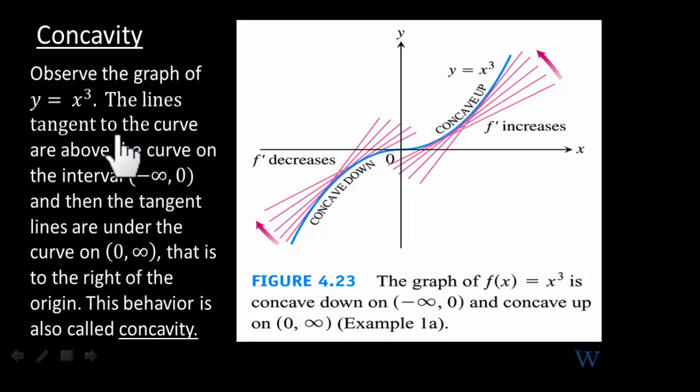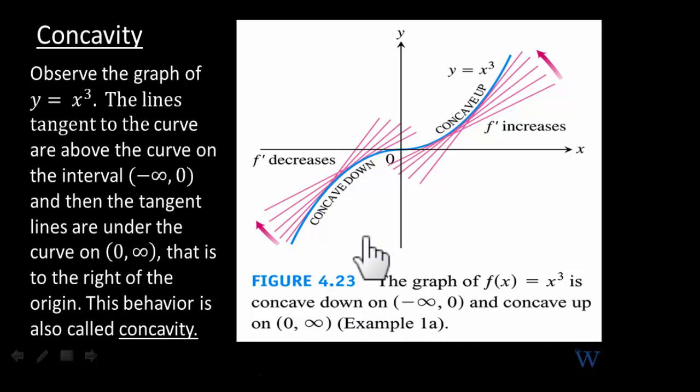The lines tangent to the curve are above the curve when we're looking at the interval from minus infinity to 0. You see all these lines tangent to the curve and they are above y equals x cubed. Now, look at the lines tangent to the curve from 0 to infinity. They are all below, or under, the curve of y equals x cubed. Now, this kind of behavior is what we call concavity.